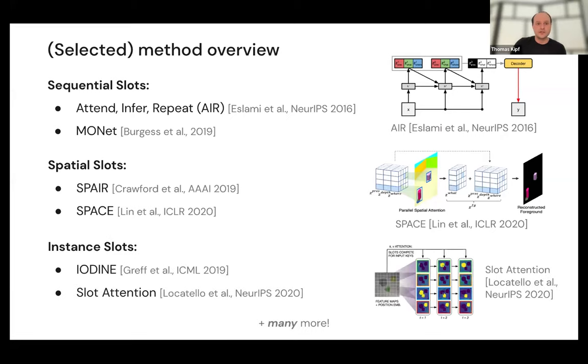And finally, you have instance slots, which I think is the category of methods in this part of the literature that has really gained most of the attention recently. One prominent example here was IODINE from 2019 from Klaus Greff and others, and later on Slot Attention, a method we've developed for iteratively, by an attention mechanism, extracting objects and mapping them to a set of slots. There are many, many more papers in this field. I'm going to cover a few more in the coming slides, but of course this is not going to be an exhaustive review of the field. Any of the papers I'm linking here will be a good starting point if you want to learn more about this area.